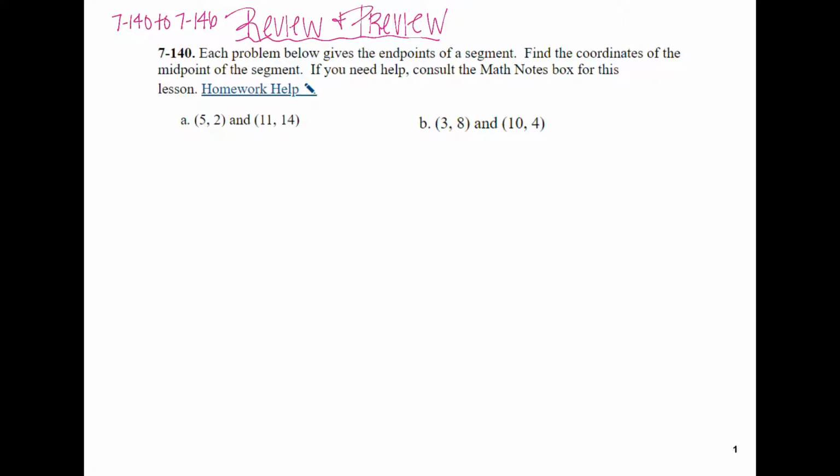7-140. Each problem below gives the endpoints of a segment. Find the coordinates of the midpoint of the segment. If you need help, consult the math notes box from this lesson. So when we're looking at the ordered pair (5, 2) and the ordered pair (11, 14), if we had these plotted on a coordinate plane, we could visualize a little bit better where the center of these 2 points are.